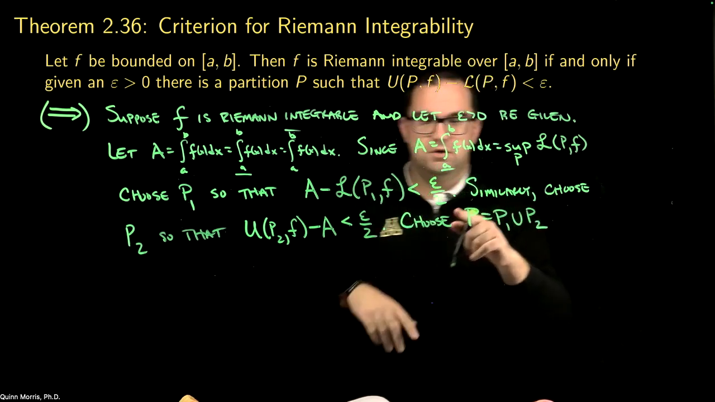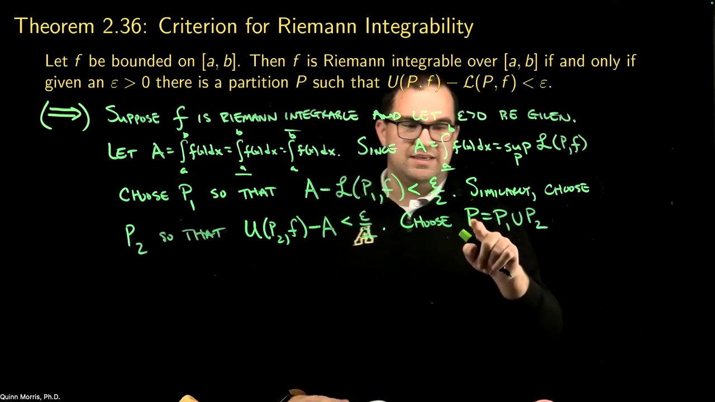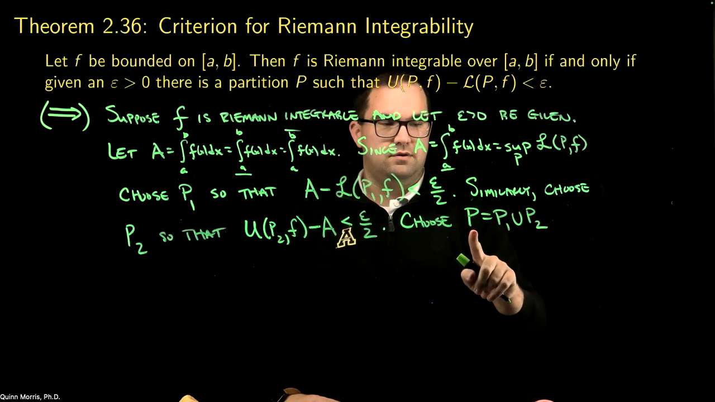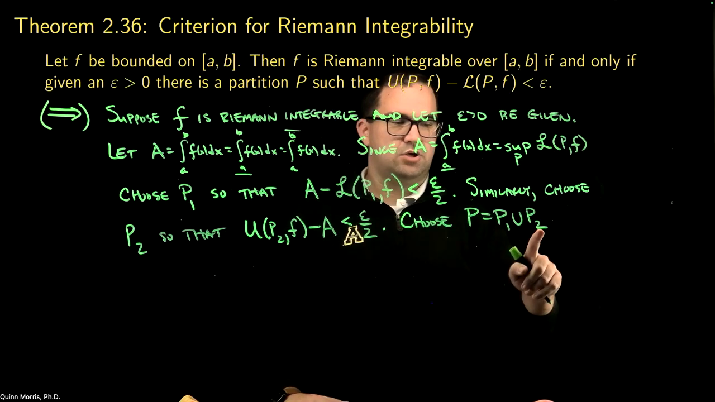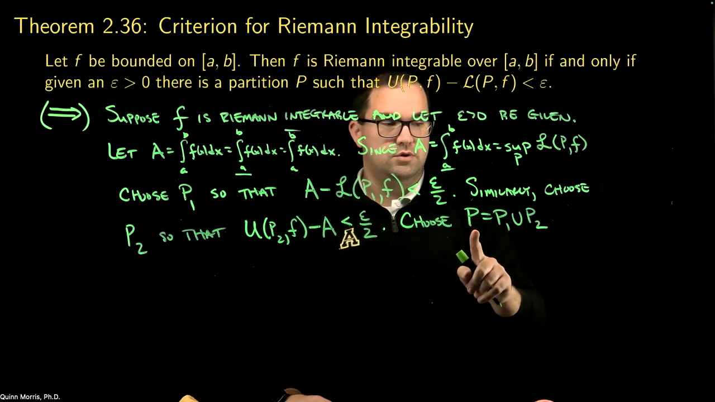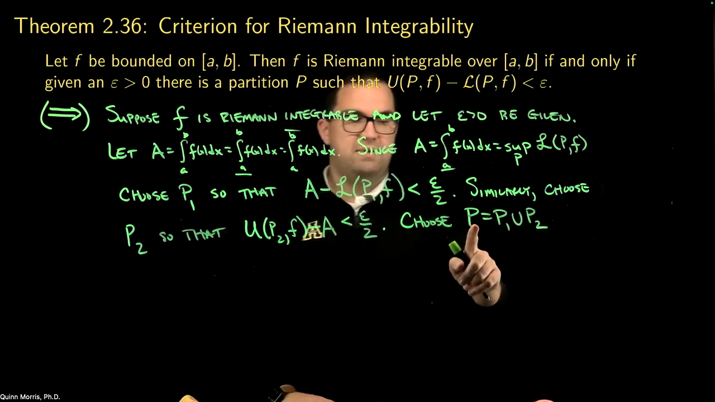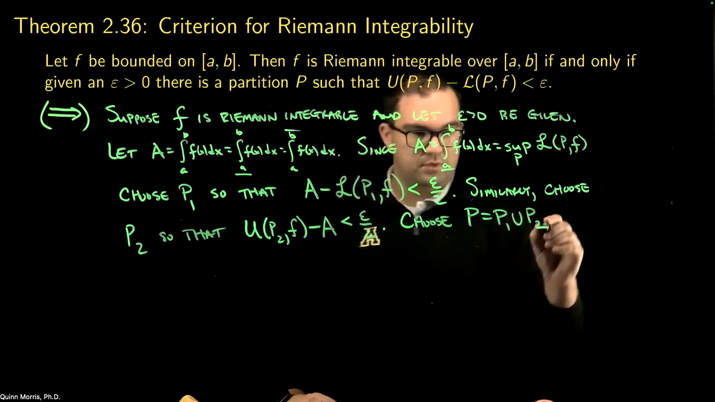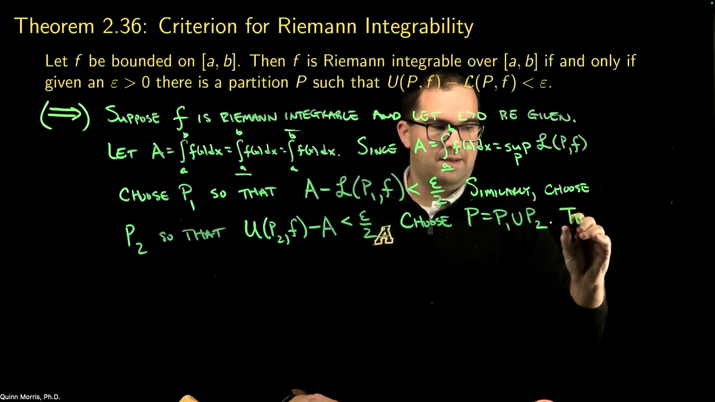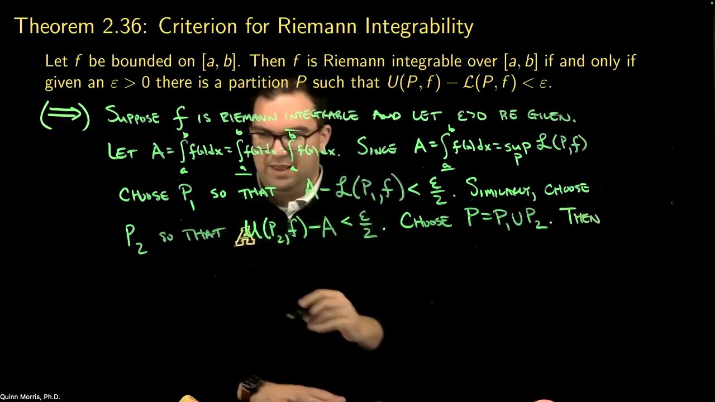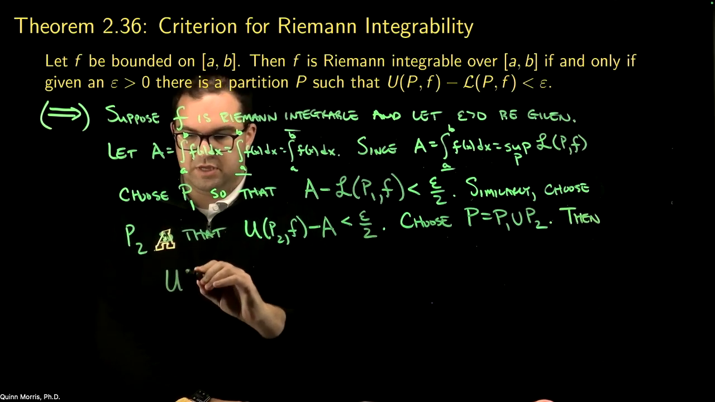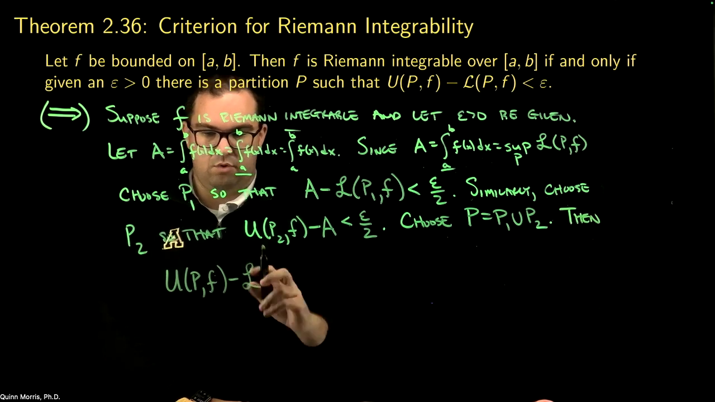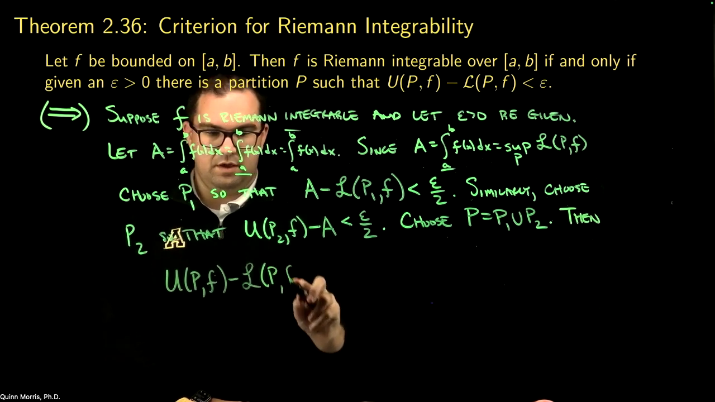Okay. So one advantage of this is that now P is a refinement of P1, so P contains all the points of P1. It's also a refinement of P2, so it contains all the points of P2. So we call P a common refinement of P1 and P2. Well, let's see what happens then. Okay, so what happens if I look at the upper sum of P, F minus the lower sum of P, F?